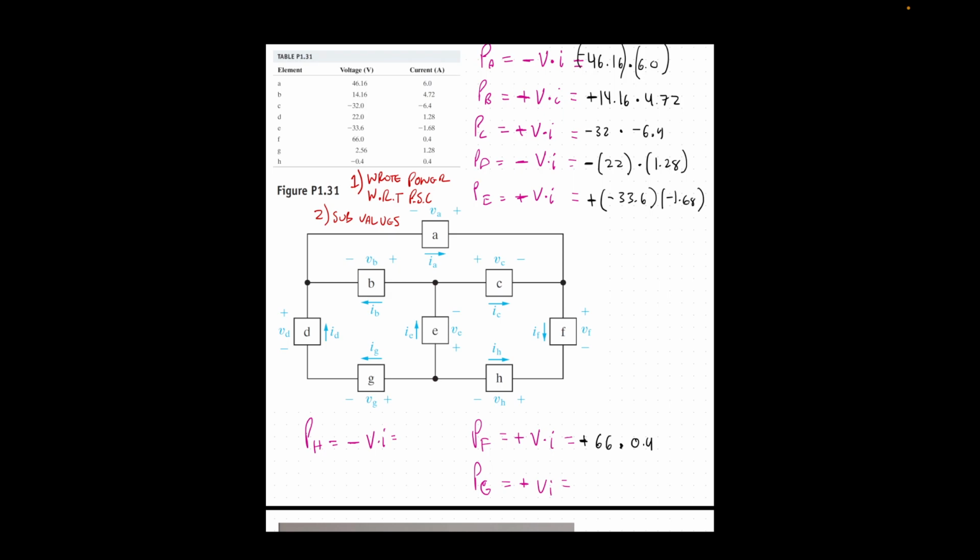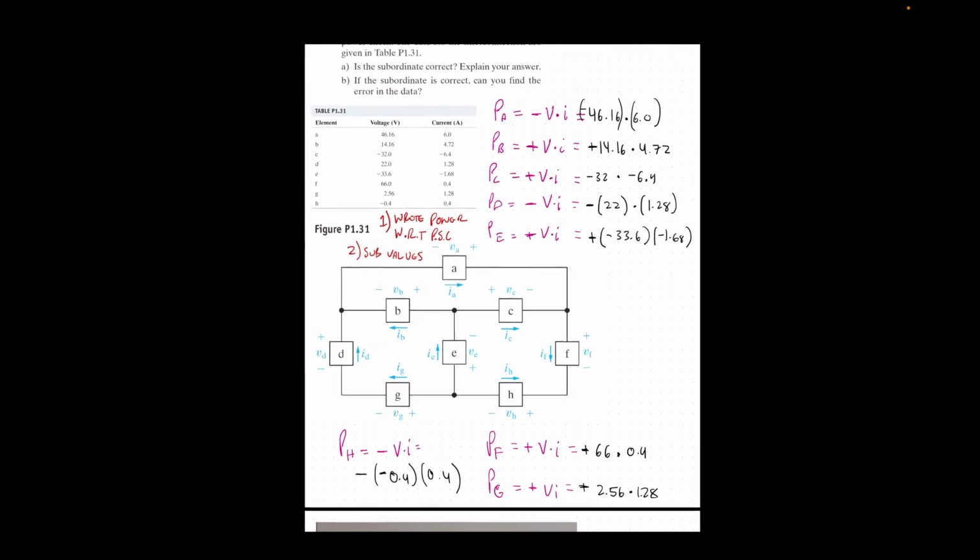And my G, I'm going to have a positive 2.56 multiplied with a 1.28. And lastly, my H, I have the negative coming from my passive sign convention, don't forget that. My V value is going to be negative 0.4, and my I value is going to be 0.4.